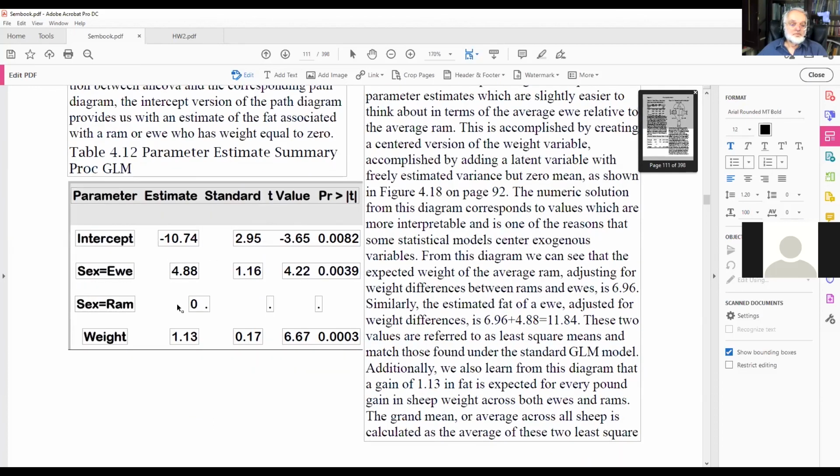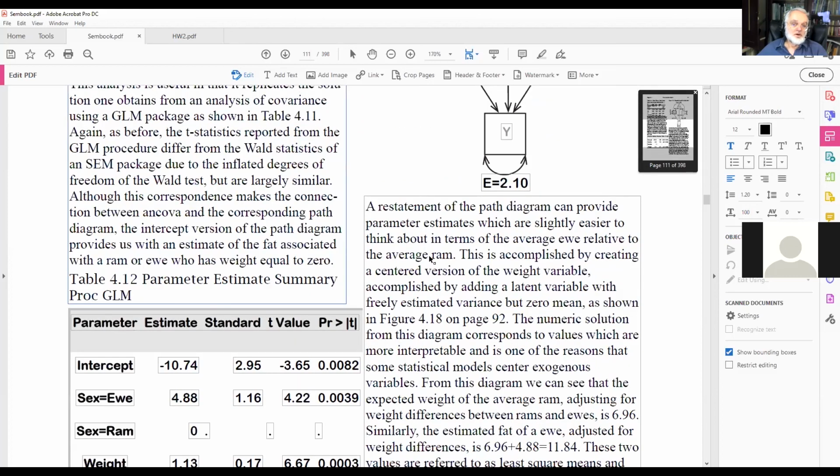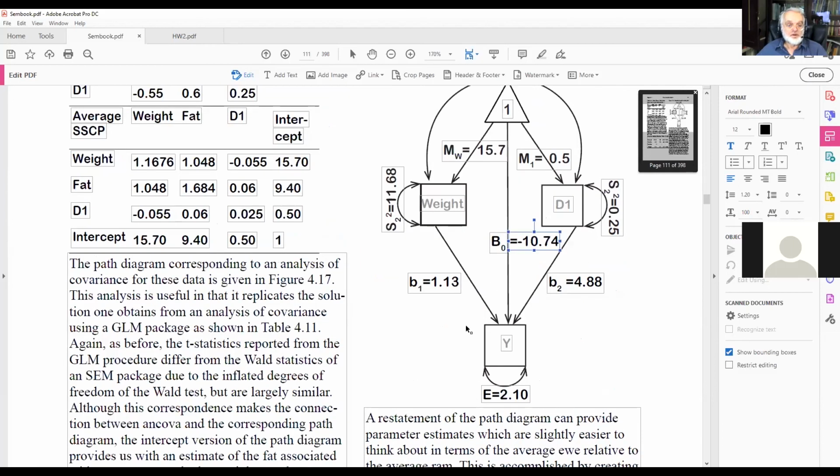There's the path diagram. If you're using this in GLM, these are the numbers that you get out. And I only do that because it draws attention to the fact that these numbers are exactly the numbers that you had upstairs in the path diagram if you'd analyzed it using, say, Onyx or M+.